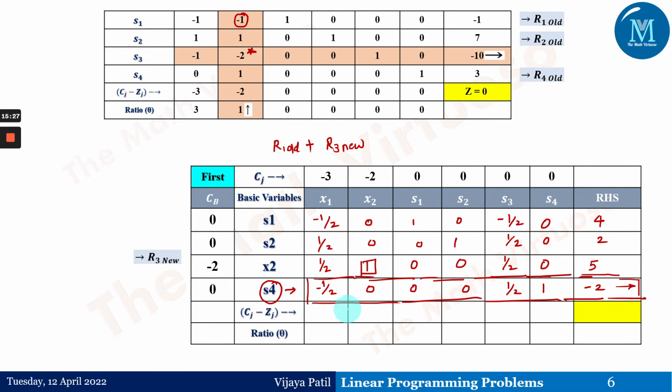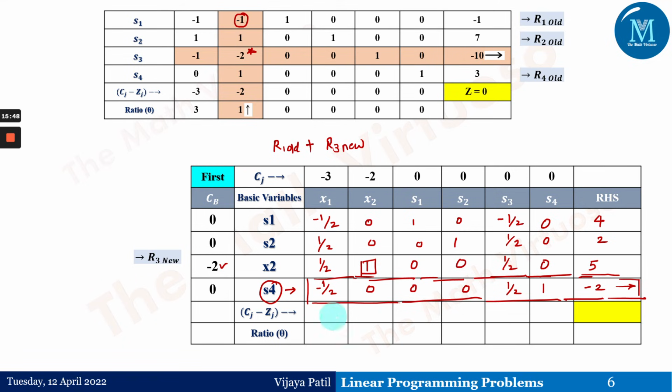Again, we need to calculate Cj minus Zj here. We have a change because x2 gets into the basis in place of S3. That's the reason the Cb has changed from 0 to -2. Because of this, we are having Cj minus Zj different from the earlier -3, -2, 0.